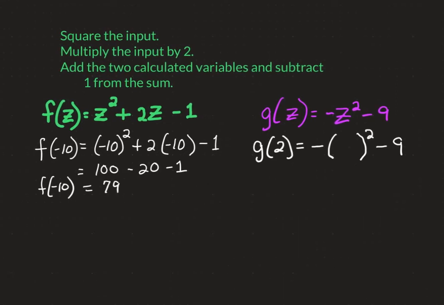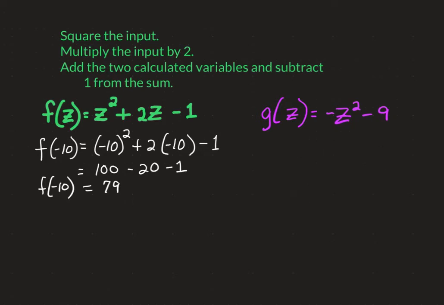Okay, putting a 2 in there. There we go. By putting in the parentheses originally, I clearly indicated that this negative was not squared. So 2 squared is 4, and that is negative because the negative was outside the parentheses. My final answer is g of 2, or the function g of 2 equals negative 13.